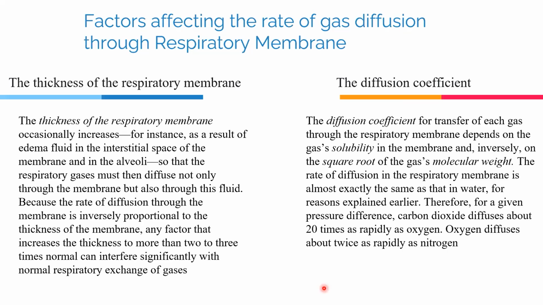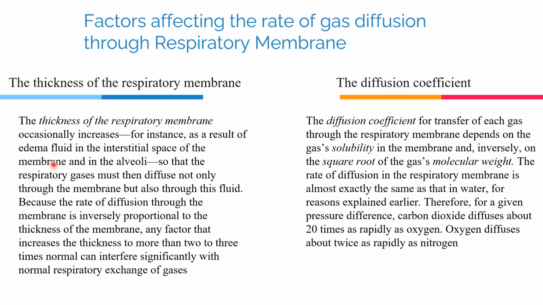The final topic that we'll look through here in these slides are the factors which affect the rate of gas diffusion through the respiratory membrane. The first factor that we will look into is the thickness of the respiratory membrane. The thickness of the respiratory membrane occasionally increases.